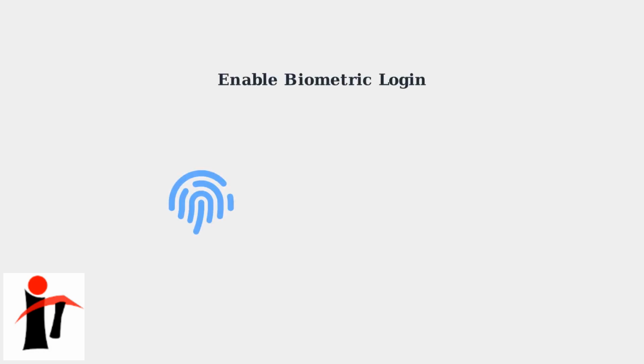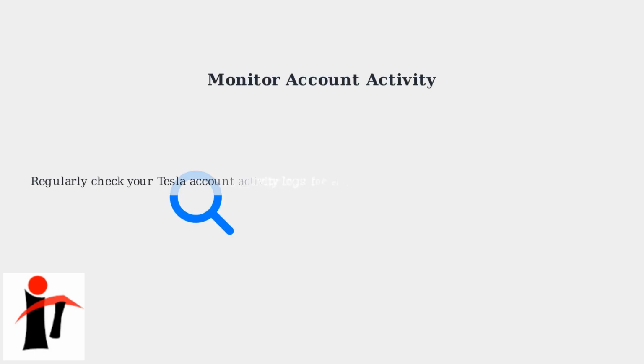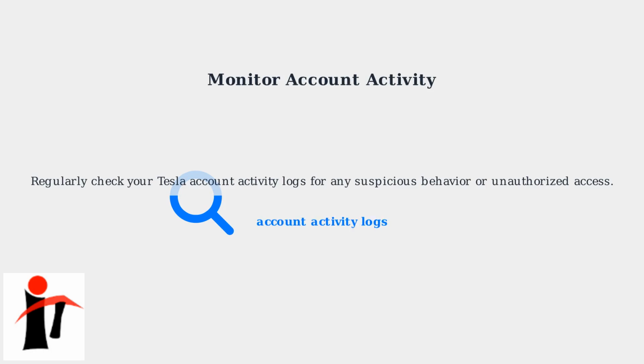To prevent future login issues, start by using a password manager to securely store your Tesla app credentials. This helps avoid forgetting passwords and reduces the risk of weak or reused passwords. Next, enable biometric login features like Face ID on iOS or fingerprint on Android. This provides faster access to your Tesla app while maintaining security through your device's built-in authentication. Finally, regularly monitor your account activity logs within the Tesla app or on the Tesla website. This allows you to spot and report any suspicious login attempts early, helping to prevent unauthorized access and potential lockouts.